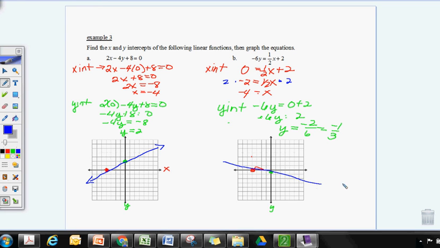You know what makes a good straight edge? Your ID. Use your ID for that, and that takes care of the graphing.